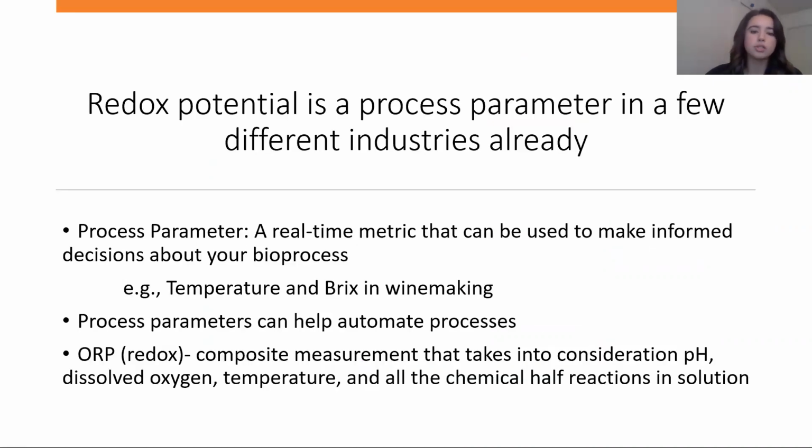So currently in the industry, the two main process parameters that are used by winemakers to monitor fermentations are temperature and Brix. A process parameter can be defined as a metric used to track the progression and make informed decisions about a bioprocess. In the wine industry, these metrics are important for understanding the fermentation's health and progression. And with the current parameters, we can see changes in the fermentation and predict problems.